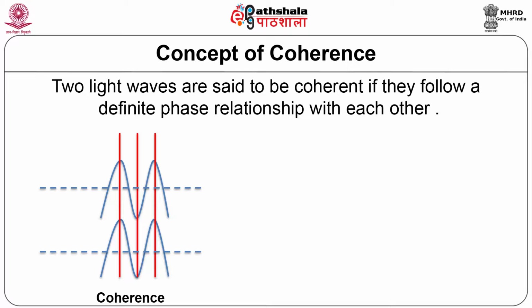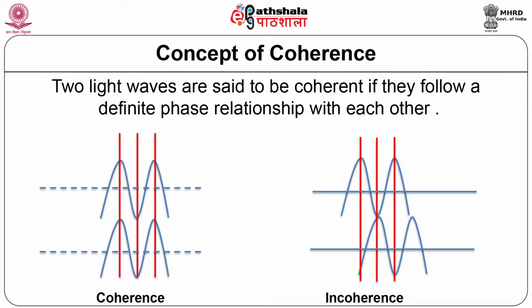Two light waves are said to be coherent if they follow a definite phase relationship with each other. The figure in the slide shows what we mean by coherence. Here you can see that there are two waves which are exactly in phase, that is, their crests and troughs are exactly matching. However, in the next figure, the two waves are coming at different times, hence they do not have the same phase, or they are incoherent.